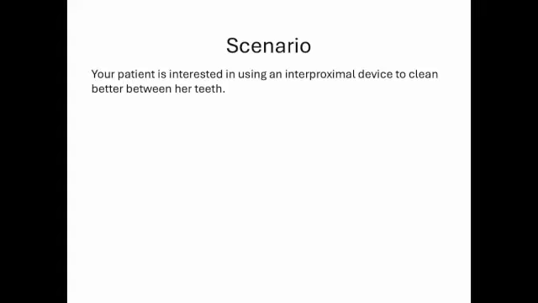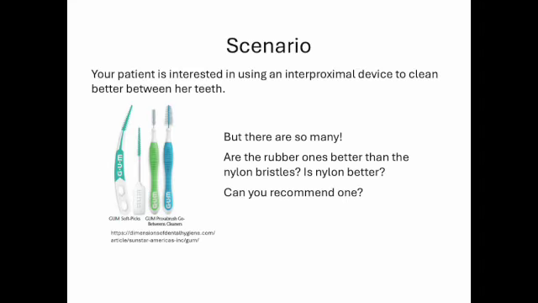Here's the scenario. You're out in practice, you've been out 5 years, and your patient comes in and says, I really want to use an interproximal device so that I can better clean my teeth. I see all this stuff about interproximal devices, but there's so many out there. Help me. How do I decide? Are the nylon bristles better than the rubber ones? Are the rubber ones better than the nylon?